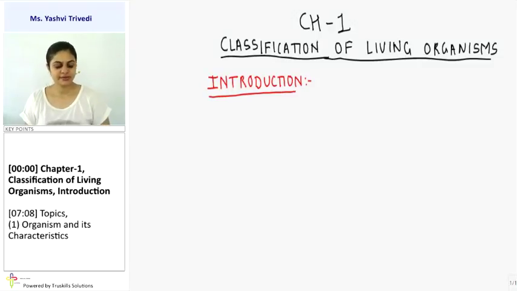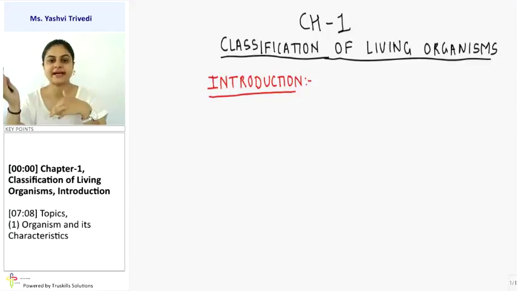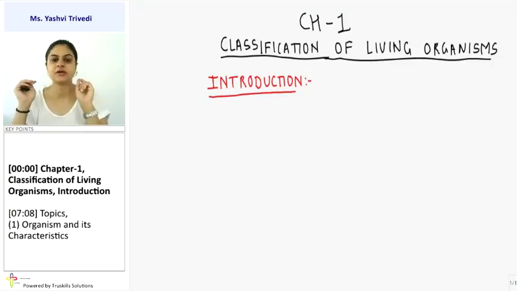So now we are starting with chapter number 1, which is classification of the living organism. First of all, let us start with the introduction of the chapter. Basically, in this entire chapter, what we are going to study is different types of living organisms, how to define those organisms, what type of characteristics should be taken into account for their definition, how they are named, how they are classified. So basically any aspect related to a living organism is what we are going to study in this chapter. So let us start with the introduction first.